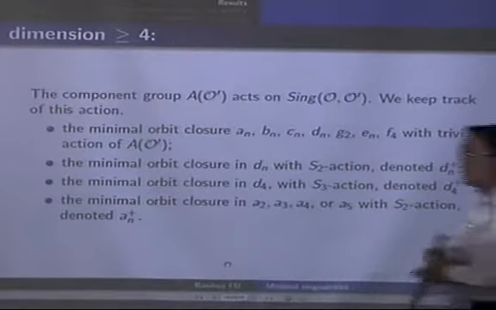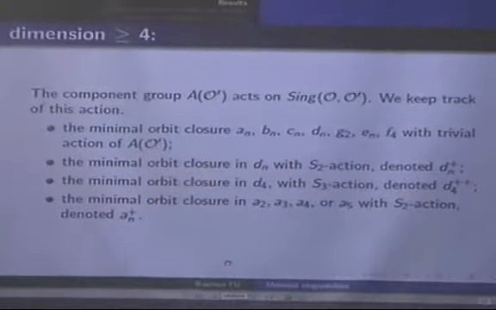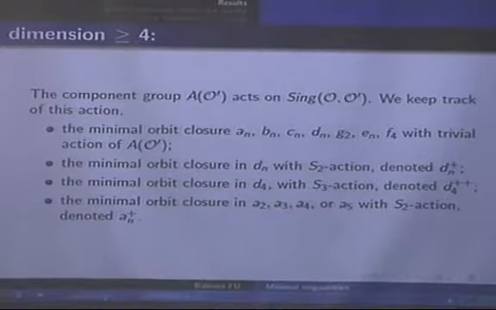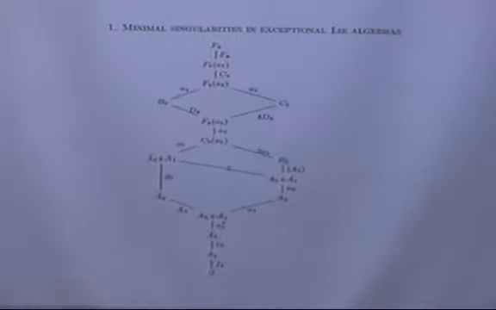So what we obtained, the results, I will just show you the diagrams. It's something like this. So this is type F4. So we get some results on this classification. And also E6.